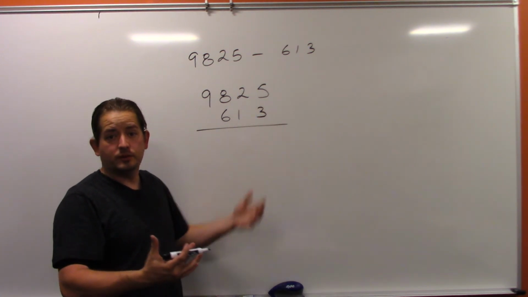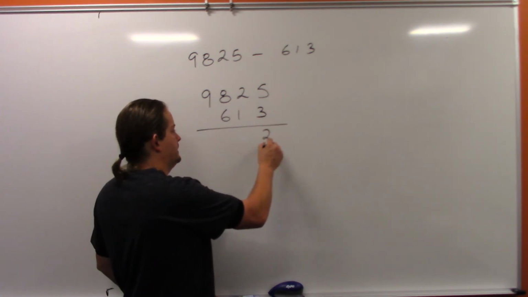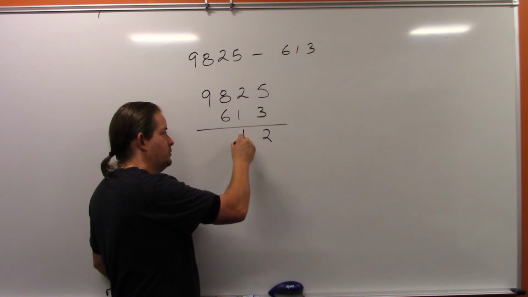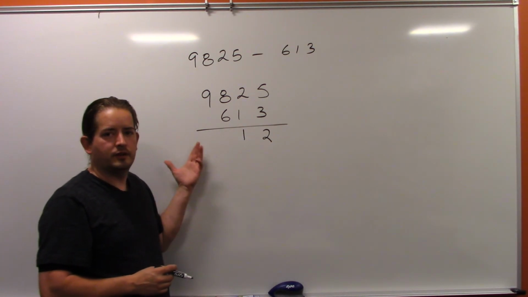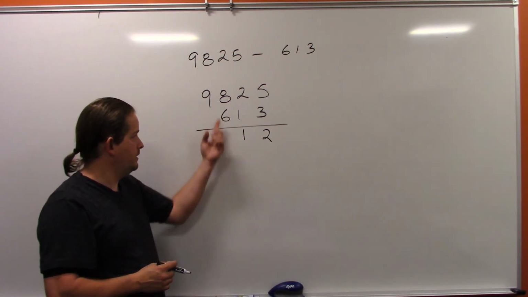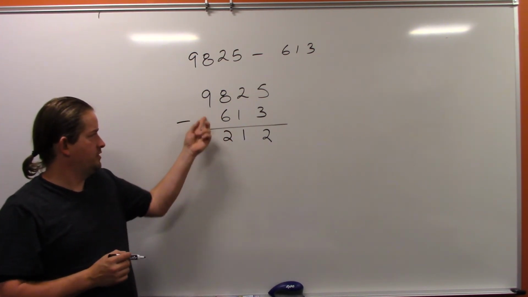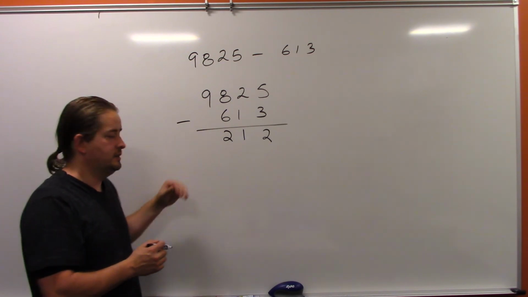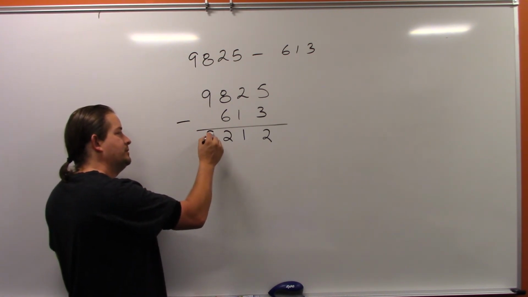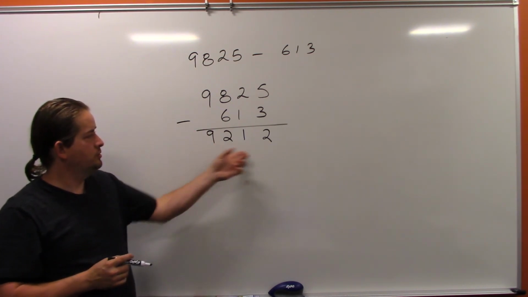So 5 minus 3, I can do that, no problem. That's a 2. 2 minus 1 is 1. And I just go from right to left, starting with the ones, then the tens, then the hundreds. 8 minus 6 is 2. 9, if there's nothing there to take away, it doesn't change it. It's my minus 0. And so I end up with 9,212.